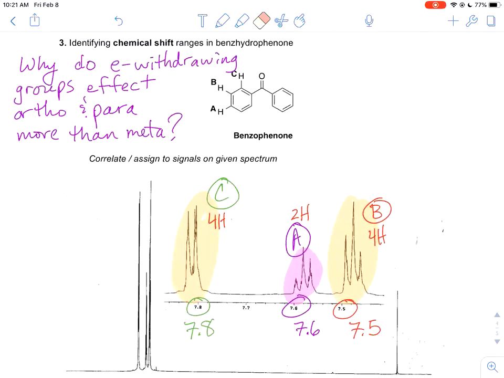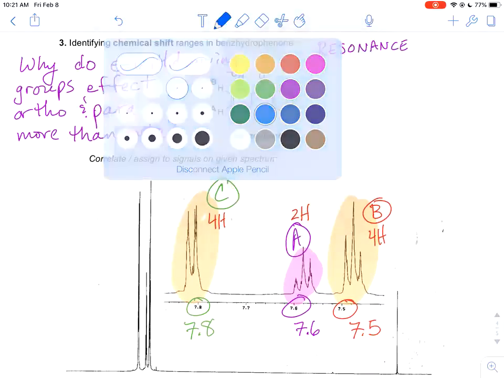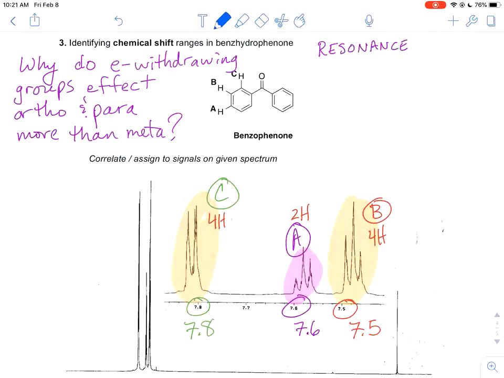Why does this electron withdrawing group affect the ortho and the para position, but not so much the meta position, right? Why doesn't it go, oh, that this signal C is the most de-shielded, and then signal B, and then signal A? The short answer for that is actually resonance, right? So that's the short answer. So we're going to draw two resonance structures that explain this de-shielding effect. And in the context of this, we're also going to remind ourselves of what it means to be de-shielded.